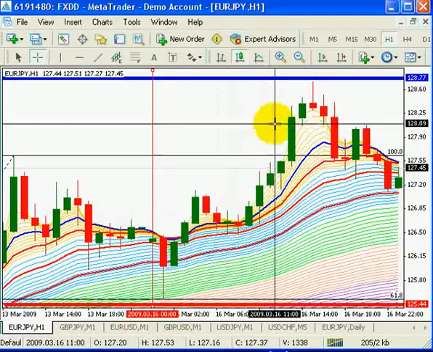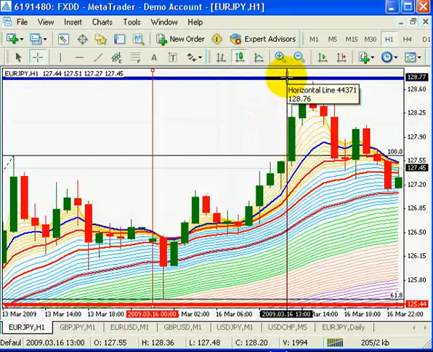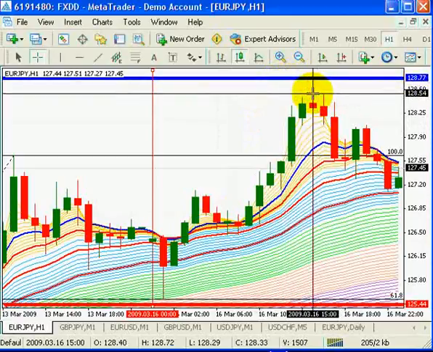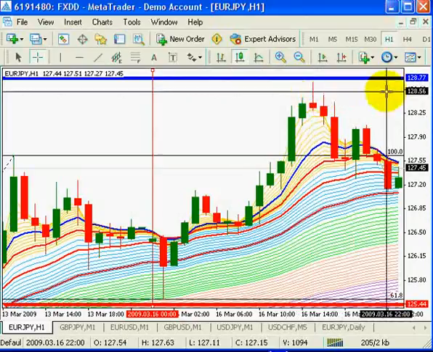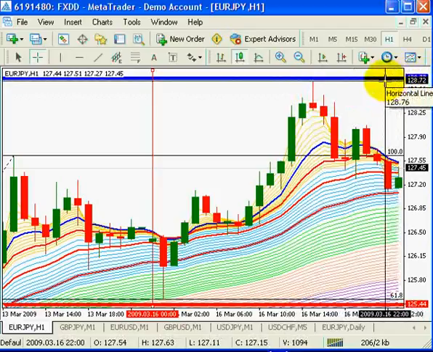Not only do you see that, but you can also see right here how close the price came to the first resistance level of the pivot points before it fell. Let's see, the high of this bar right here is 128.72, and as you can see, 128.77 is the level for the first resistance. So the price came within 5 pips of the first resistance level on the pivot point and then turned around and fell down.